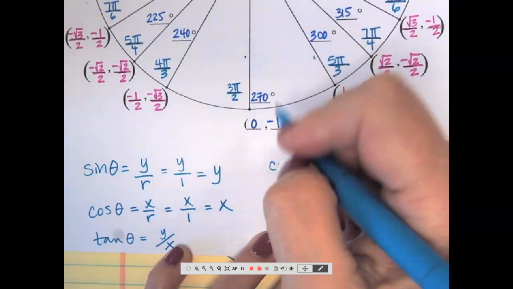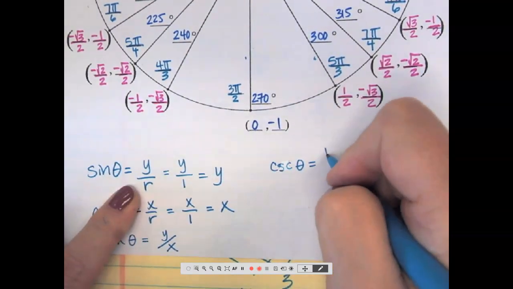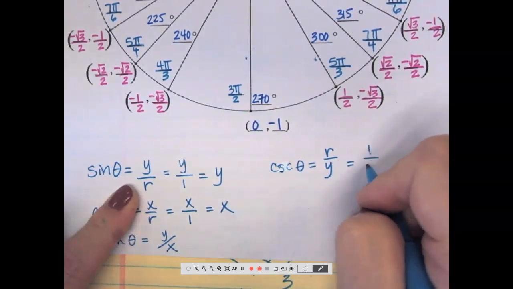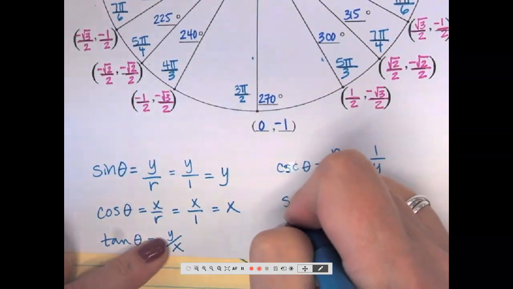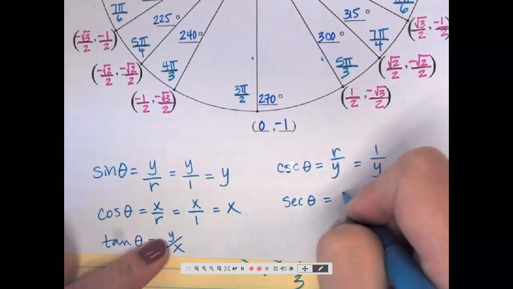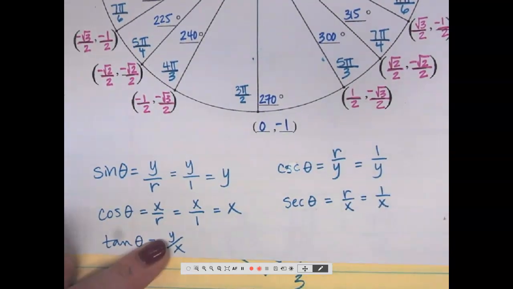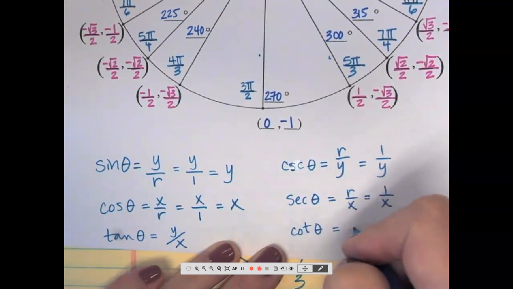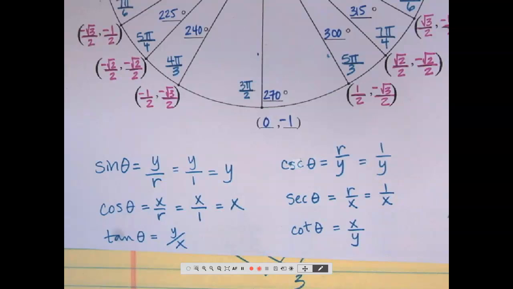Cosecant is r over y, or 1 over y, because the radius is 1. Secant is r over x, or 1 over x. It's the reciprocal of cosine. And then cotangent is x over y. Are you good on that?